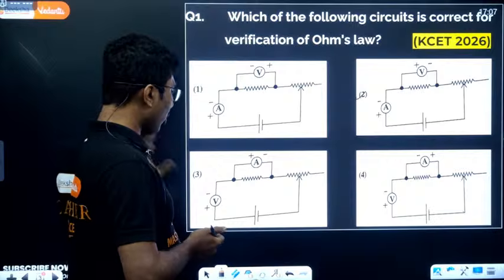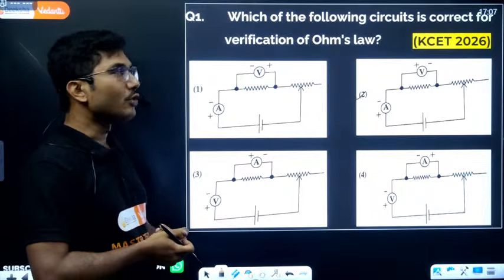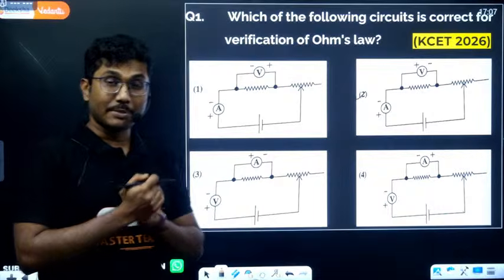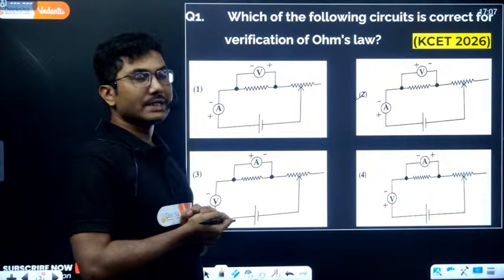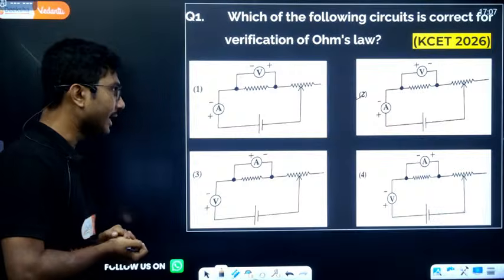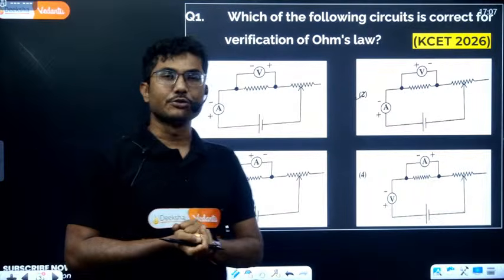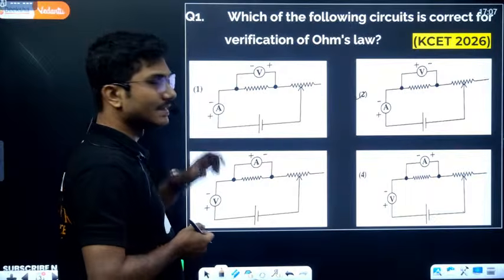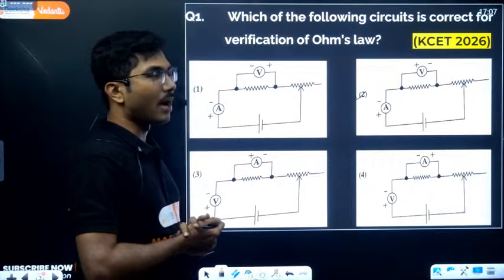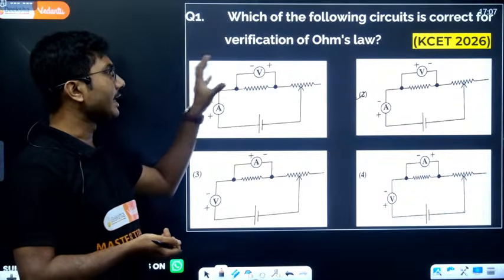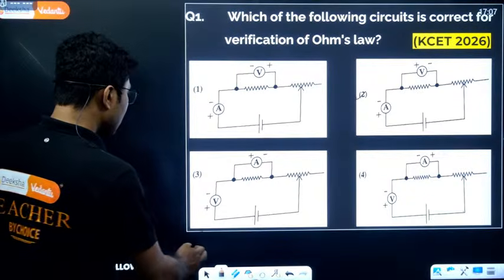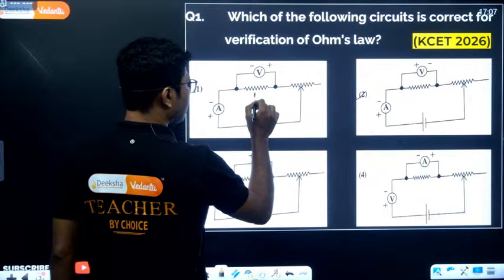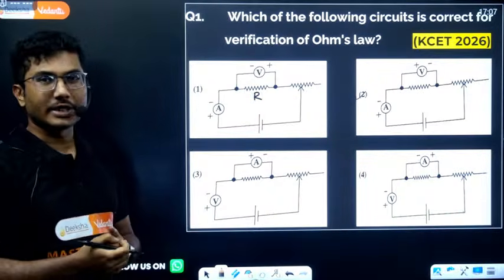Now if you see, almost all of them look similar. So how to identify? First of all, you have to remember that in Ohm's law we use an ammeter and a voltmeter. Ammeter is a device which is used to measure current. Voltmeter is a device which is used to measure voltage, right? And ammeter is connected in series in the circuit so that all the current can pass through the ammeter, and voltmeter is connected across the resistance only. So here you can see the resistance, and the voltmeter is connected across the resistance so that you can measure the voltage across the resistor.